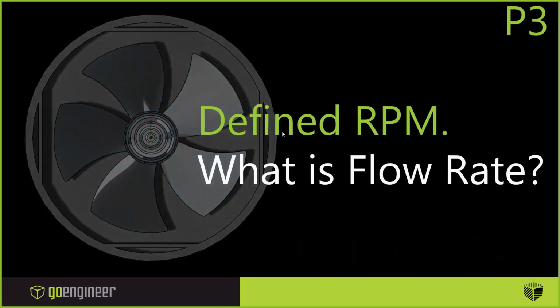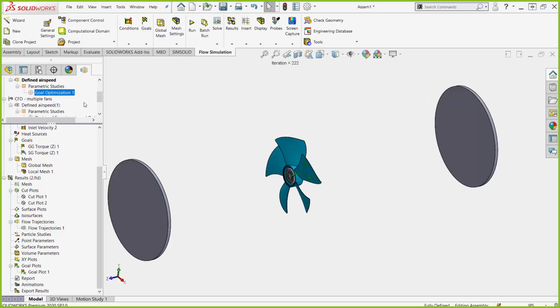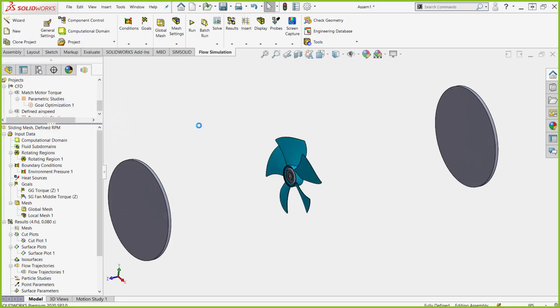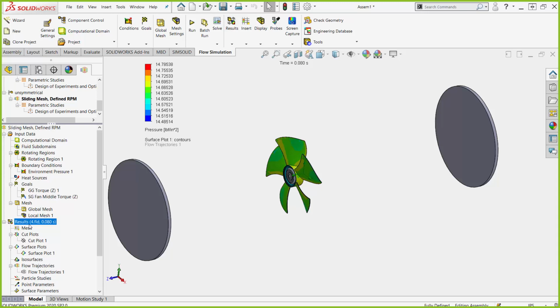So just to repeat, we are going to define an RPM that fan blades are spinning at and determine things like flow rate, pressure drop, etc. So again, this one's not looking very different. Go ahead and load this, because the real changes are in the wind tunnel.